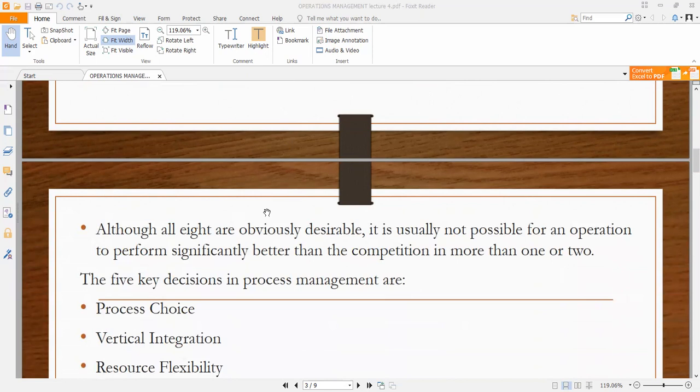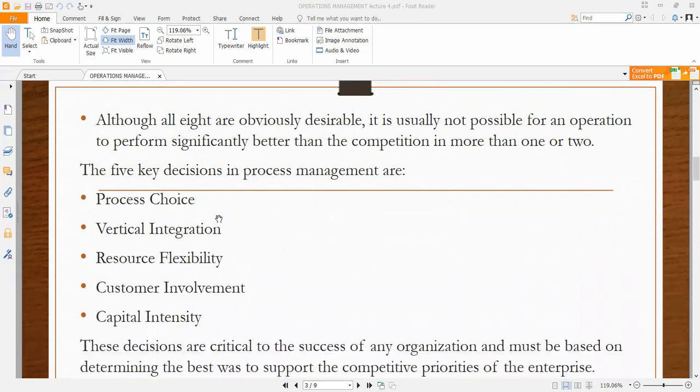Now, as you look at those components, we have what we call the five key decisions in process management. As an operations manager, you need to make five key decisions. First, the process choice. What choice are you making in terms of the different processes that your company needs to look at? We're going to look at this process choice later, and we'll understand it deeply. Then vertical integration, meaning the procedures and levels a product has to go through to be ready for market. Then resource flexibility: how flexible is a resource of your company or your business?